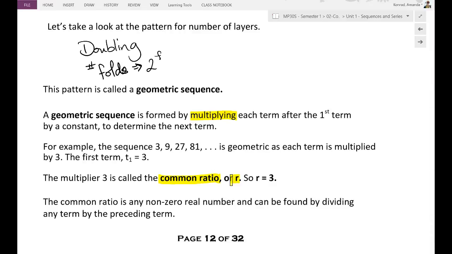So the common ratio is any non-zero real number and can be found by dividing any term by the preceding term. So what does that mean? Let's translate that into non-math English. Non-zero means it can be literally any other number, fraction, decimal, anything. They're all allowed for R. So R can be any real number as long as it's not zero.